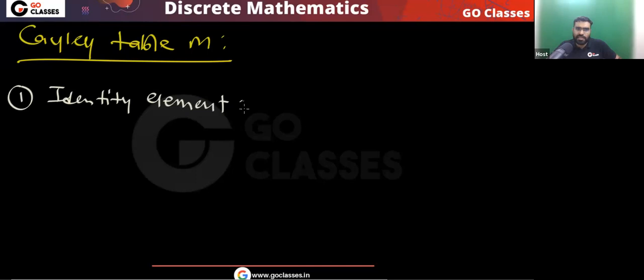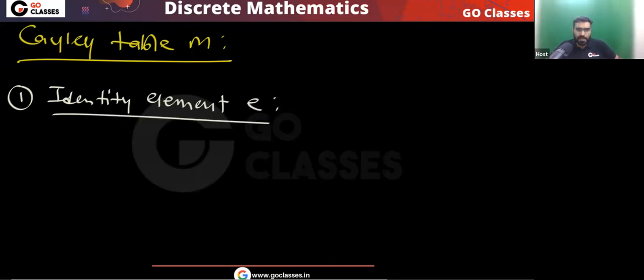In a Cayley table, how will you find the inverse? First, tell me, if this Cayley table M is given to you, how will you find the identity element? In this Cayley table, how will you find the identity element E?